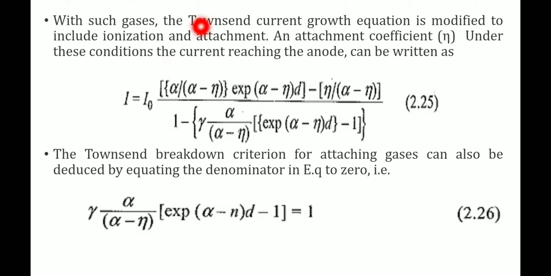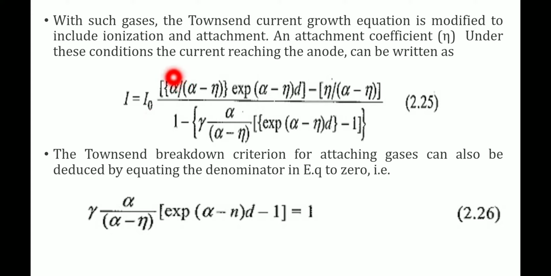Okay. So under these conditions, by considering these two processes, we are now modifying the current growth equation. Under these conditions, the amount of current which is reaching the anode, the other electrode, can be written like this. How will we write it now? I is equal to I naught.